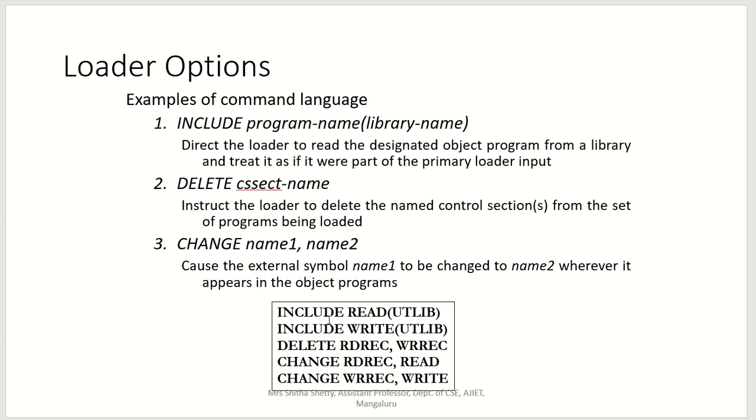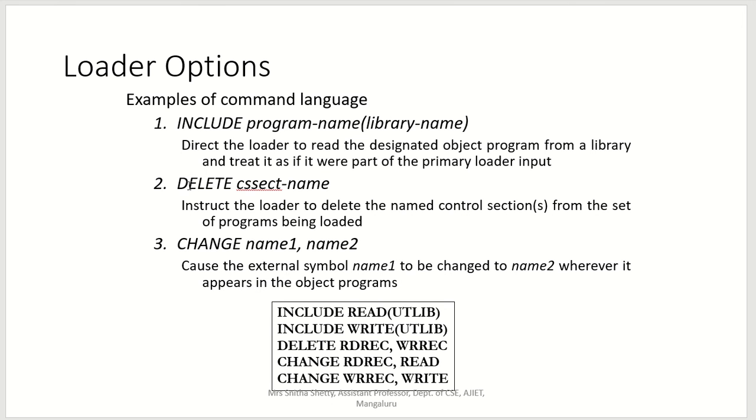You can look at the example here: include read and write, with the library name utility library, UTLIB. One program name is read, another program name is write, and it will include the library file UTLIB for them. This directs the loader to read the designated object program from a library and treat it as if it were part of the primary loader input. So along with the program name, it will read the library name and take it as part of the input.